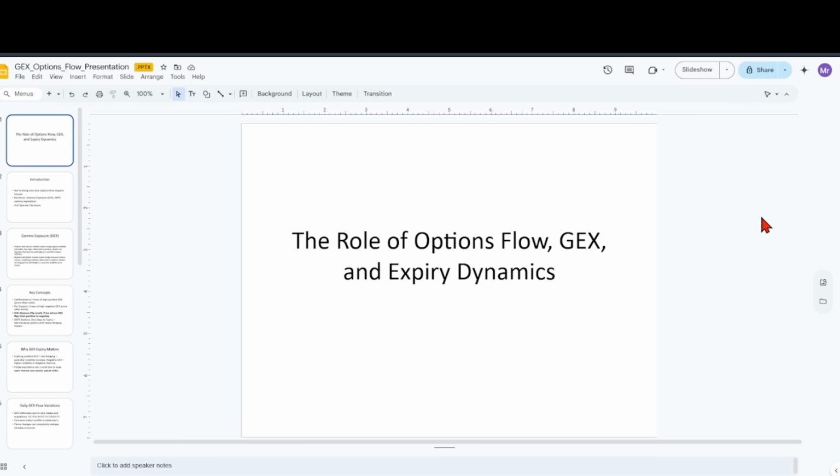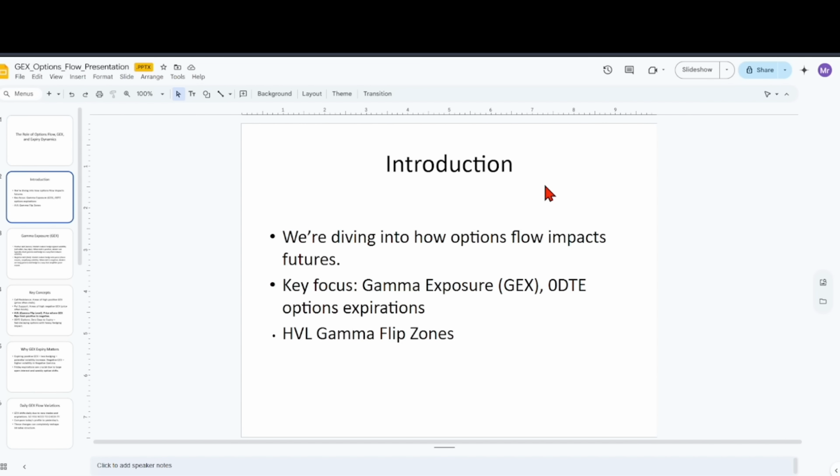So today we're going to deep dive more into GEX, options, expirations, and how all of this comes into effect. Okay, we're going to try and keep this as short and sweet as we can because there's a lot to cover. So in the video here, we are going to deep dive into the gamma exposure, your zero data expiry options, and your best friend, soon to be your best buddy, is going to be the HVL gamma flip zones.